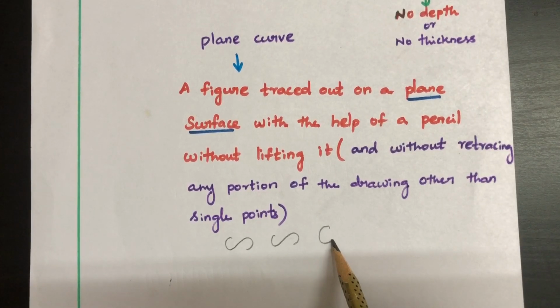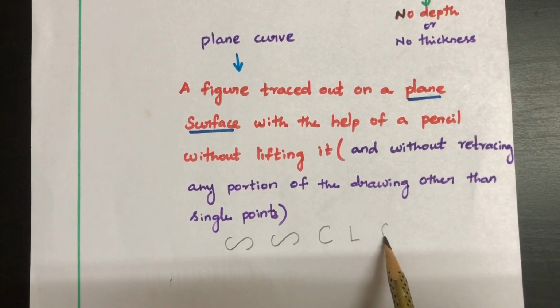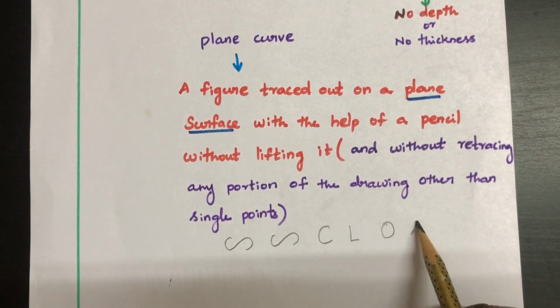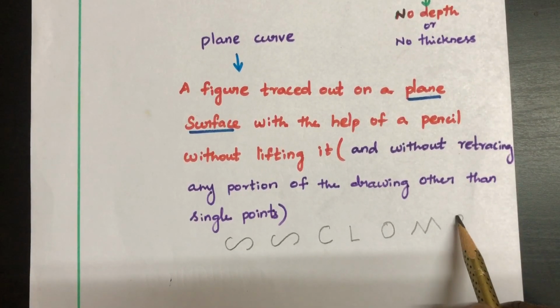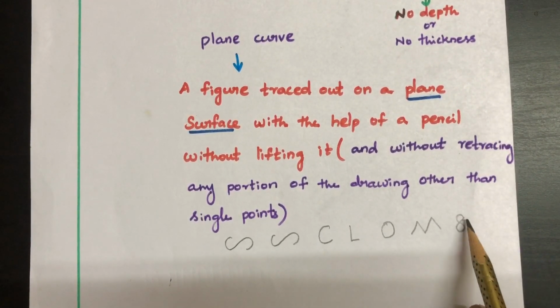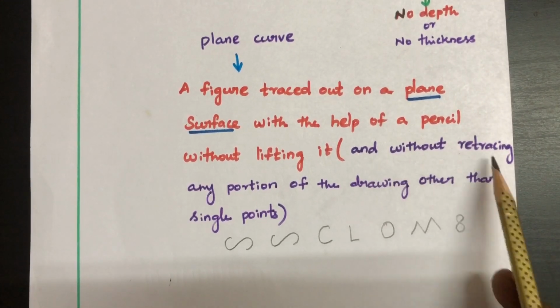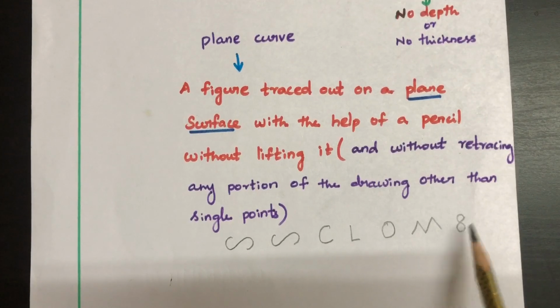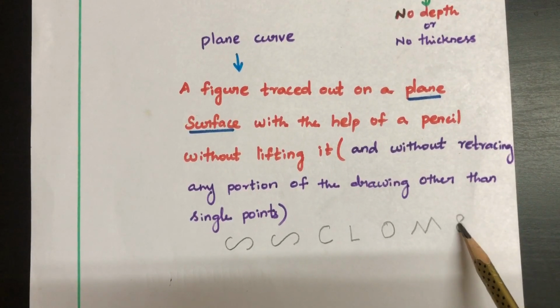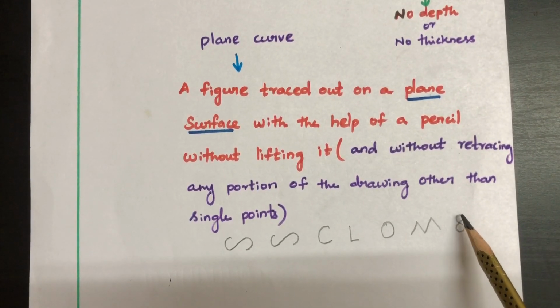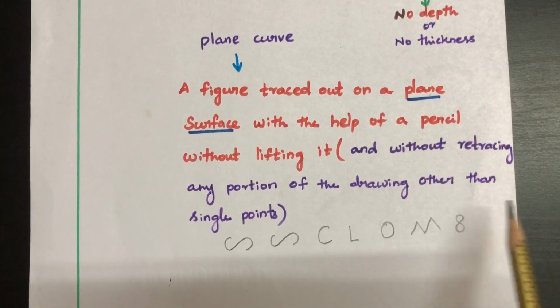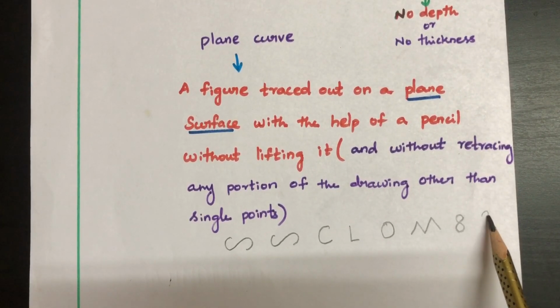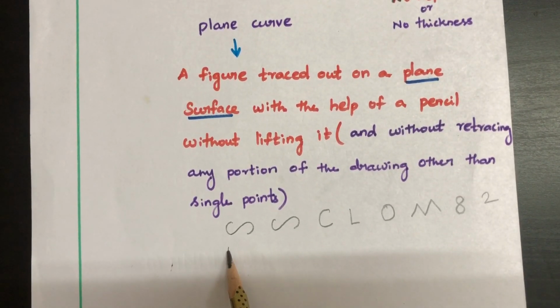Even C is a curve. L is a curve. O is a curve. So many things we can give. Zigzag is the curve. 8 is also a curve. See, it can intersect, but without retracing, we should not retrace any place, any portion of the drawing other than single points. That means it can overlap at a single point, that means it can intersect. But we cannot retrace the thing, right? So these are all curves. So many things we can give.